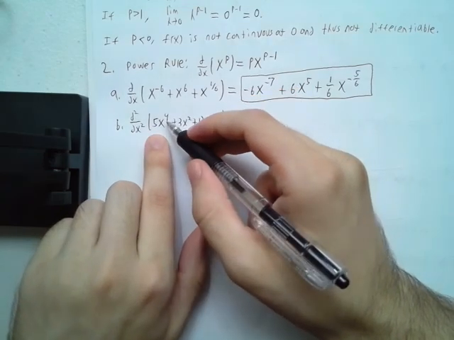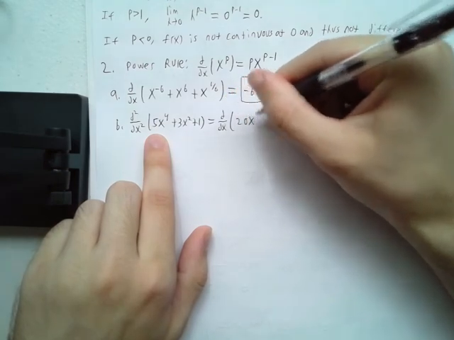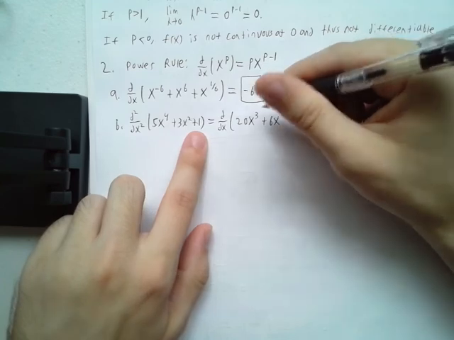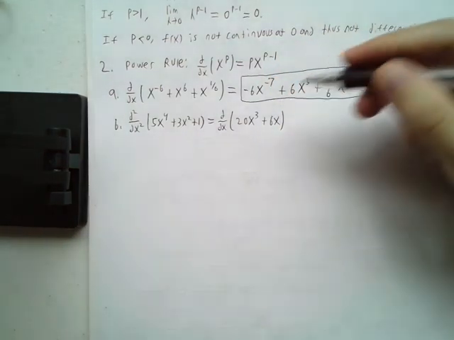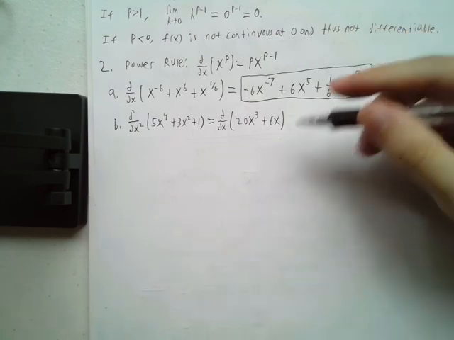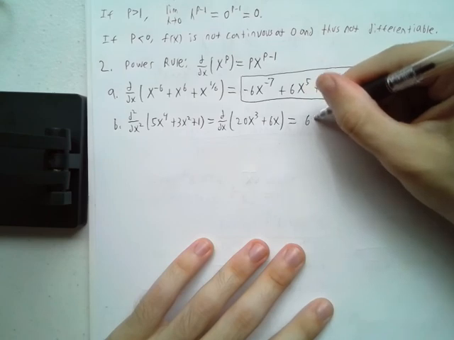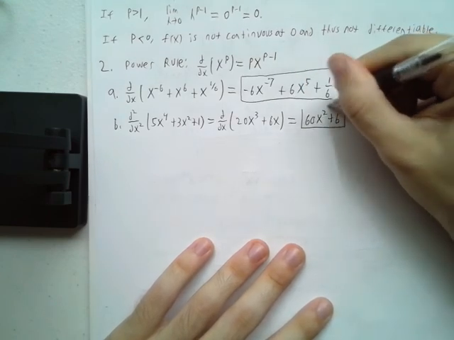The first derivative of this function by the power rule is equal to 20x cubed plus 6x, and then the derivative of a constant gives us 0. So we get this function. Now we just take the derivative again by again applying the power rule. So we get 60x squared plus 6. And that is our final answer.